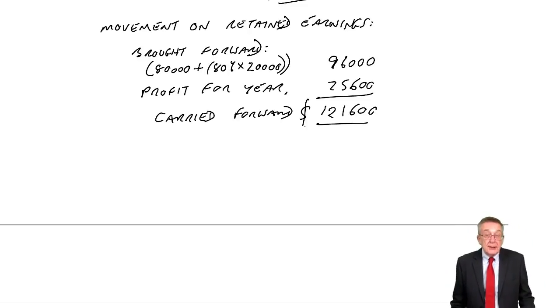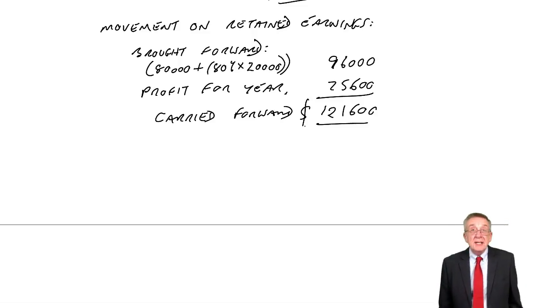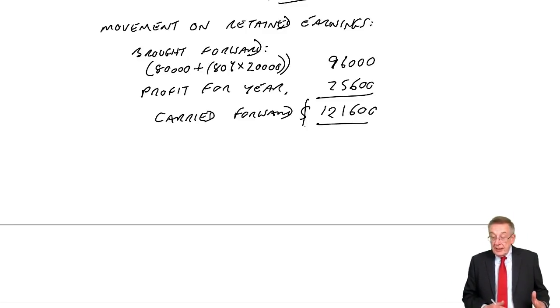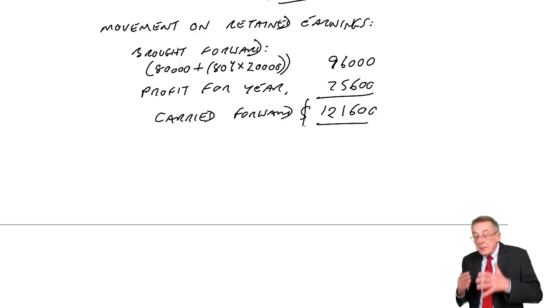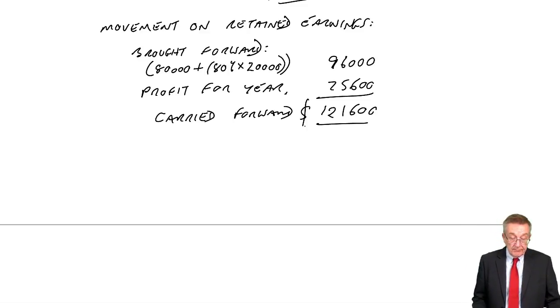And that is exactly the same as we were doing for the statement of financial position. How did we work out the retained earnings? We took all of P's plus P's share of S's post-acquisition.